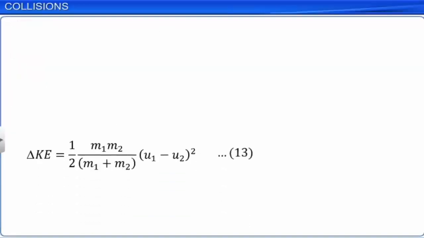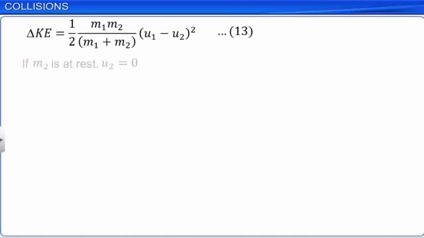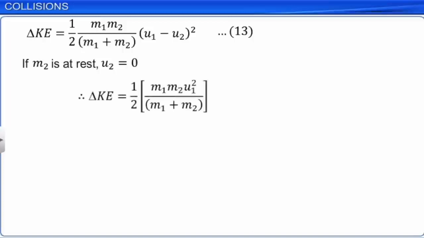In case the second body of mass m2 is at rest before the collision, we have u2 is equal to 0, and then the loss in kinetic energy is equal to half m1 m2 u1 square by (m1 plus m2).